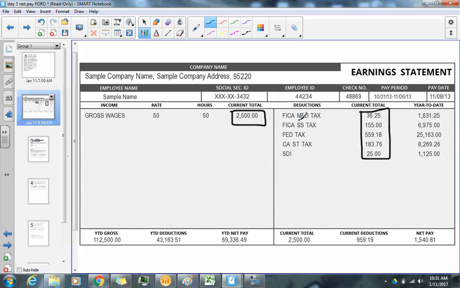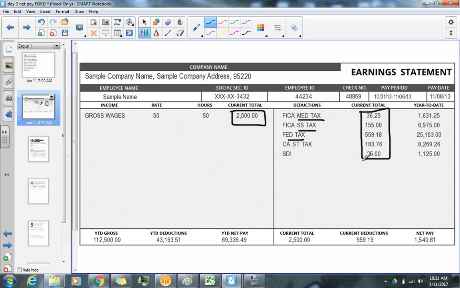Now this column here represents all the deductions that were taken away from his check. So that means the Medicare tax, Social Security tax, federal tax. Apparently this is in California. And then you have another, SDI, which I'm not sure exactly what that is, but I'm sure you might, and you're screaming at the computer screen, but I don't know what it is over there.